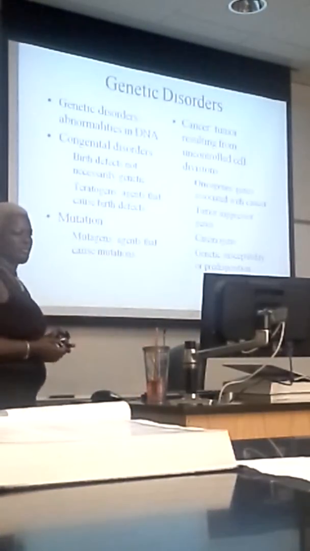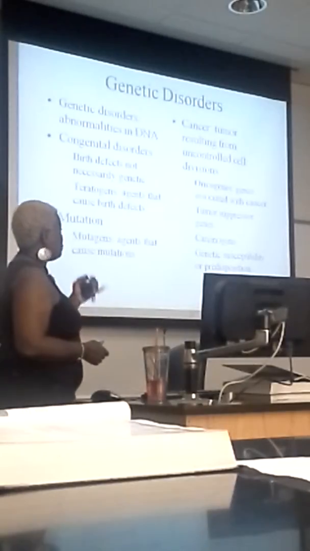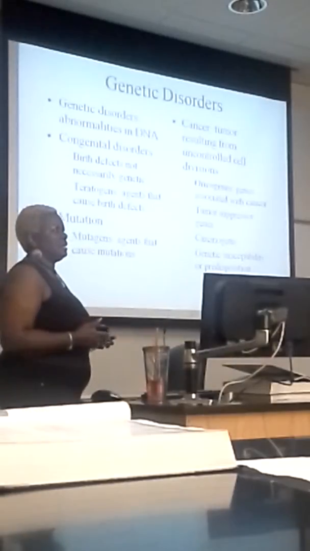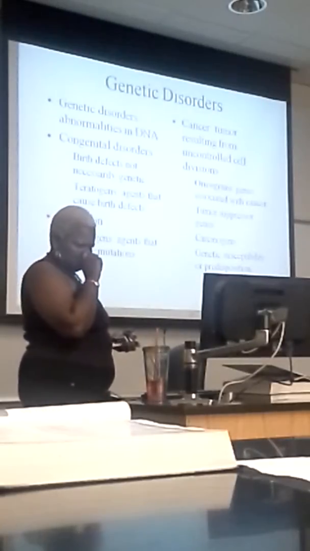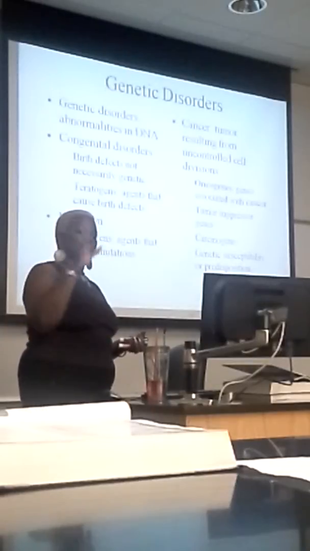Oncogenes is what we call them. These are genes associated with cancer. Tumor suppressor genes: you have genes that tell you don't grow tumors, and if that's affected, you can grow tumors. Carcinogens, as I mentioned, smoke before. And genetic susceptibility or predisposition.